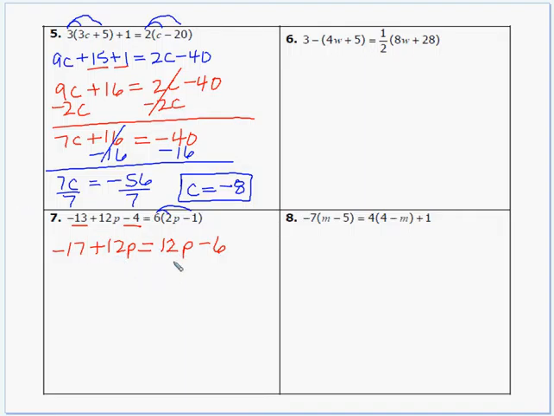Now I'm at a place where I need to get my variables on one side together. So when I subtract my 12p from one side, it ends up canceling out like I want it to and leaves me with just negative 17. But notice the same thing's going to happen on the right-hand side. 12 minus 12 leaves us with 0 p's and just leaves a negative 6 on that side. We know that negative 17 is not equal to negative 6. This is not a true statement. So our solution here is no solution.